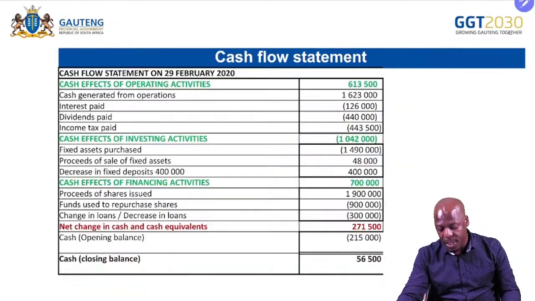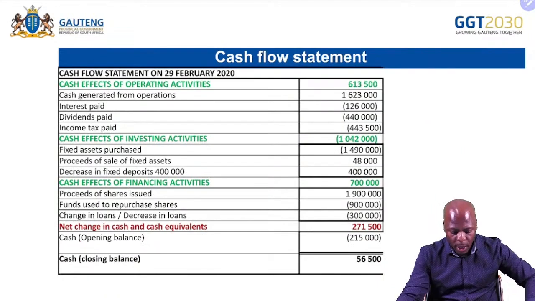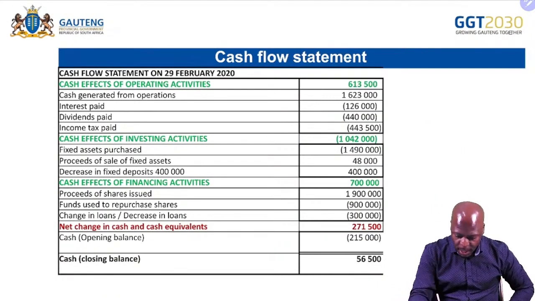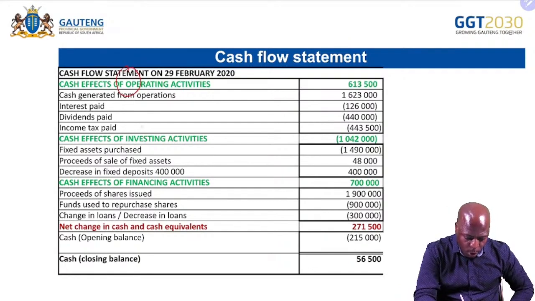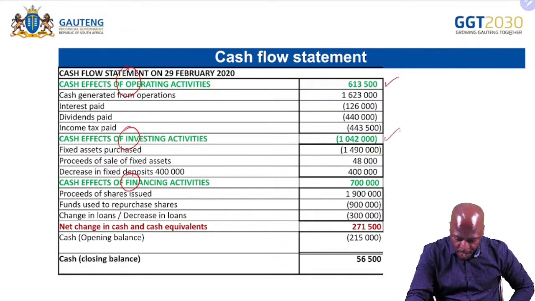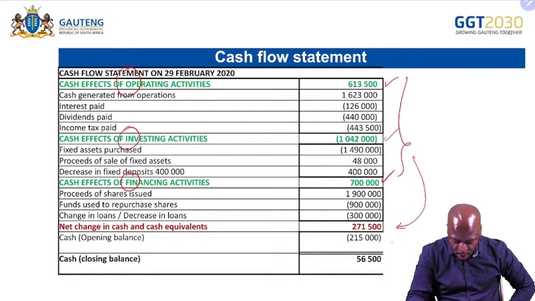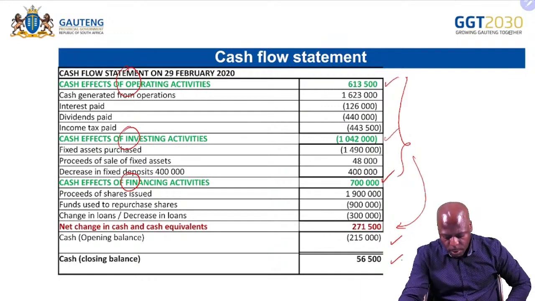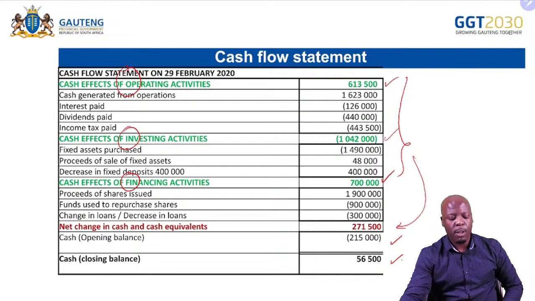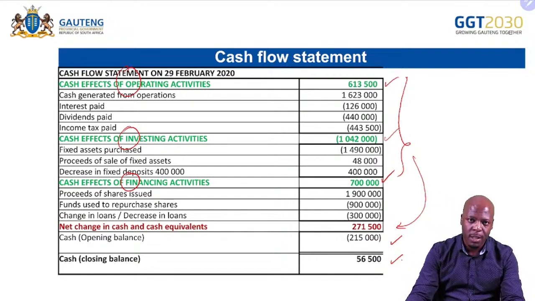Now, I want us to see how it will appear when it is a full cash flow statement. Remember again, your O, your I, your F. We add that, and it gives us our 271,500. And then I showed you how to get the 215,000, and then you end up with your 56,500. When you have done this, your cash flow statement is complete.